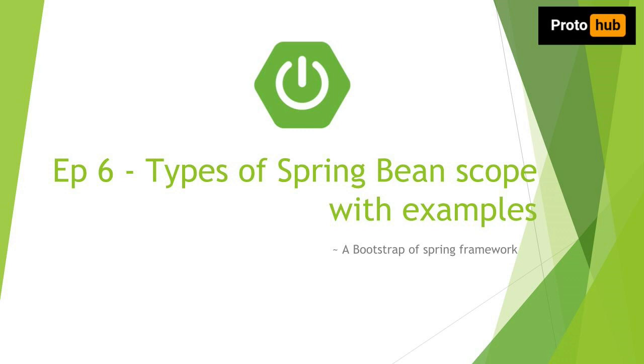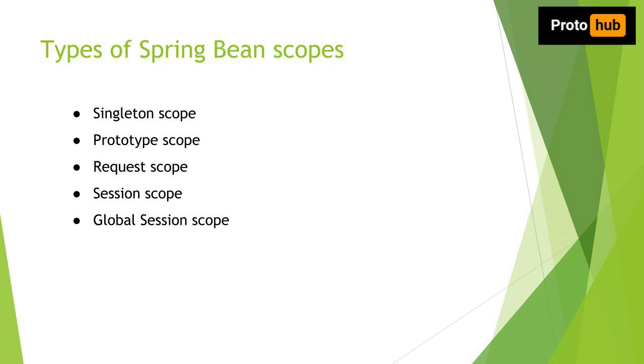In Episode 4, we have learnt about the Spring Bean and IOC containers. In this video, I will walk you through the types of Spring Bean scopes with practical examples. First, let's have a look into the types of Spring Bean scopes. There are 5 types of Spring Bean scopes.